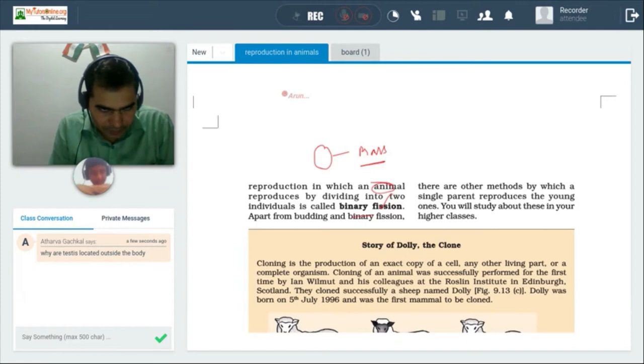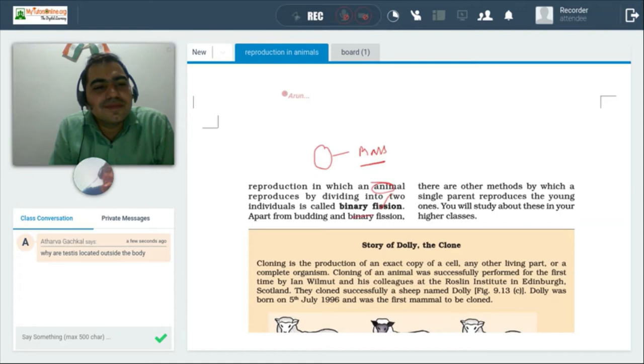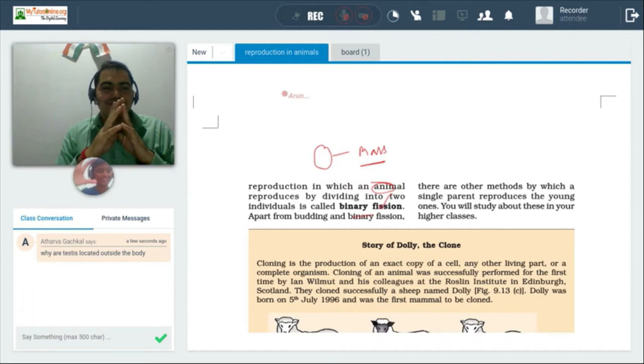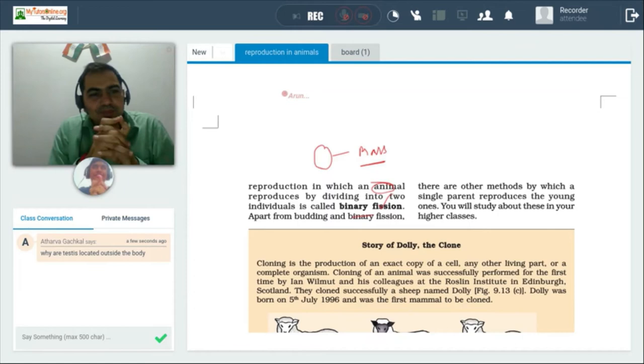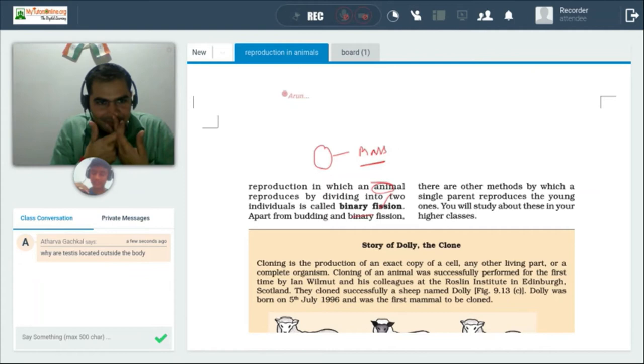Can you tell me how budding happens in Hydra? First, a small bud comes out of the Hydra. After that it grows. Good. Then after that, when its growth is full, it separates from the parent Hydra and it reproduces again. Very good, shabash.